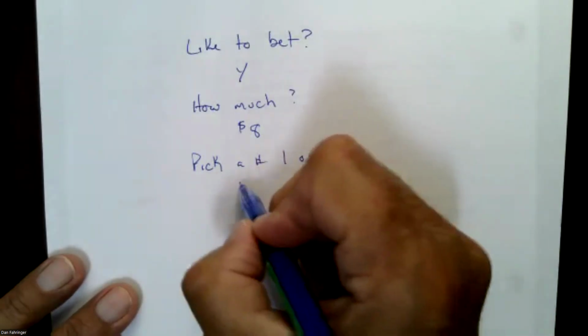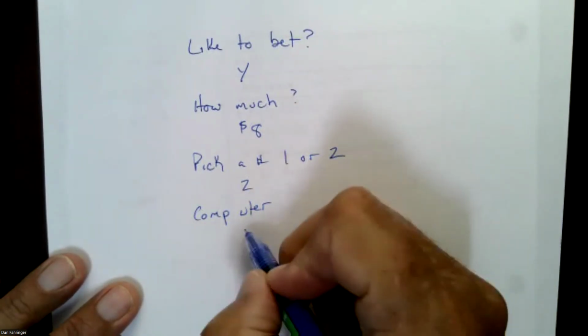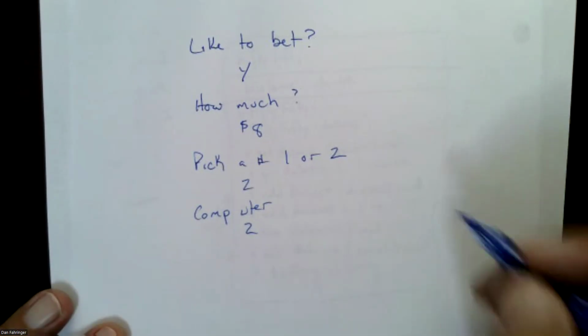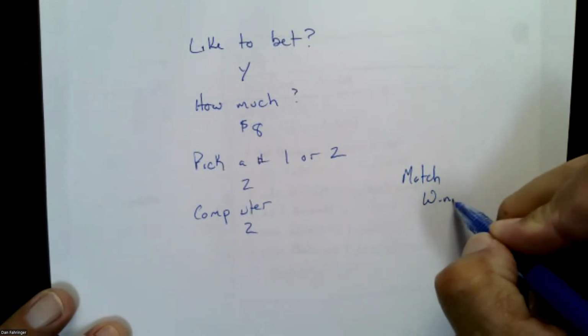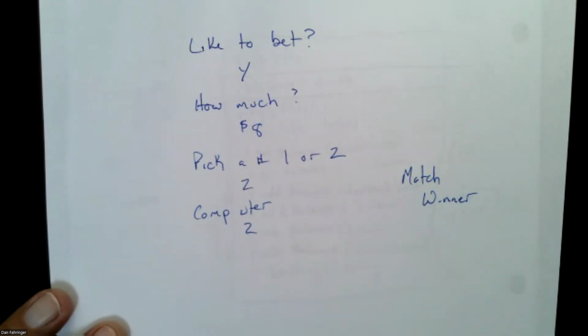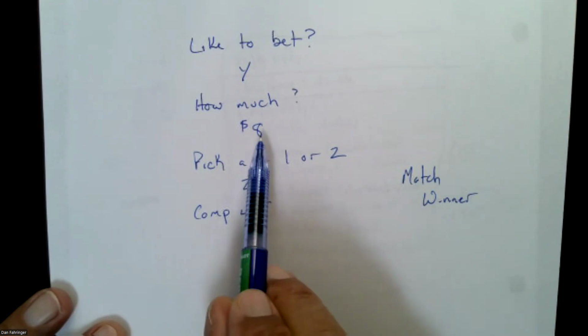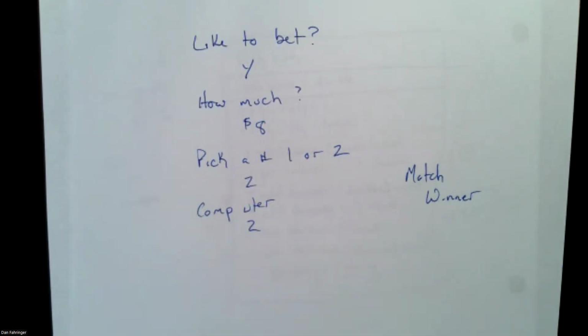The user picks 2. Computer picks 2. Does the user win? Yes. User match is a winner. Okay? So if they match, I add to my balance $8. If they don't match, I subtract from my balance $8. Okay?